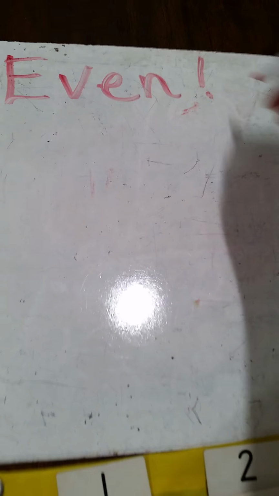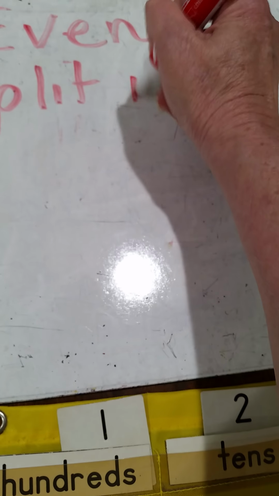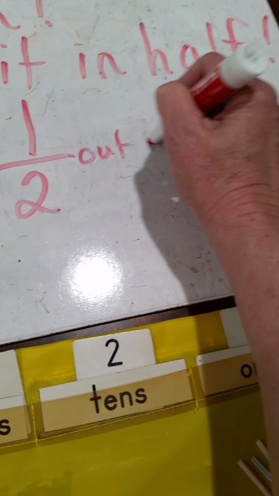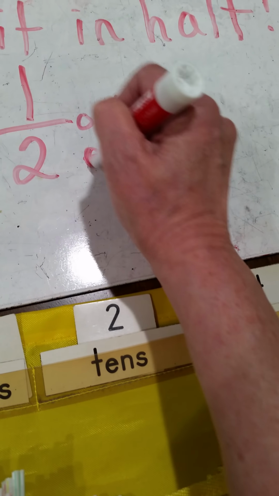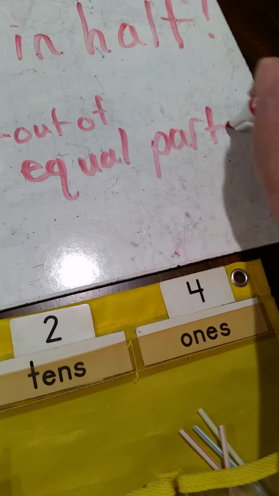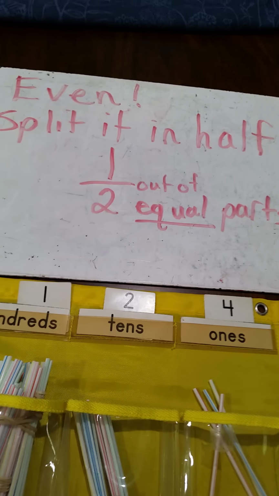Even Steven. If it's even, what can we do with it? Do you remember? Split it in half. Split the number in half. And 1/2 is a fraction. 1 out of 2 equal parts. Equal being the big deal there. You have to have 2 equal parts.